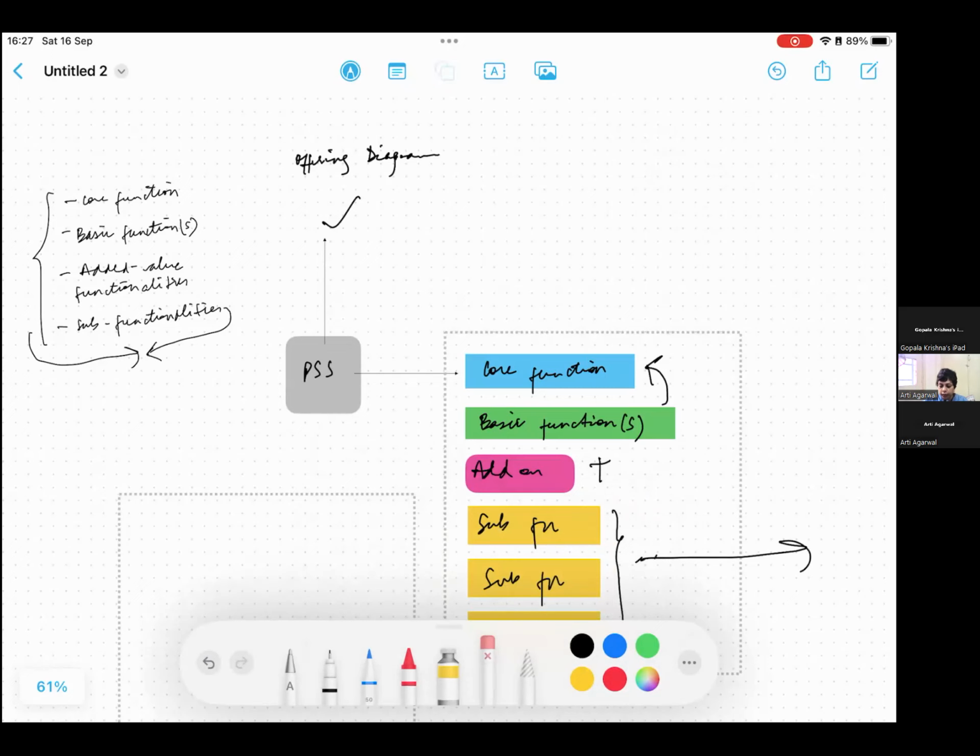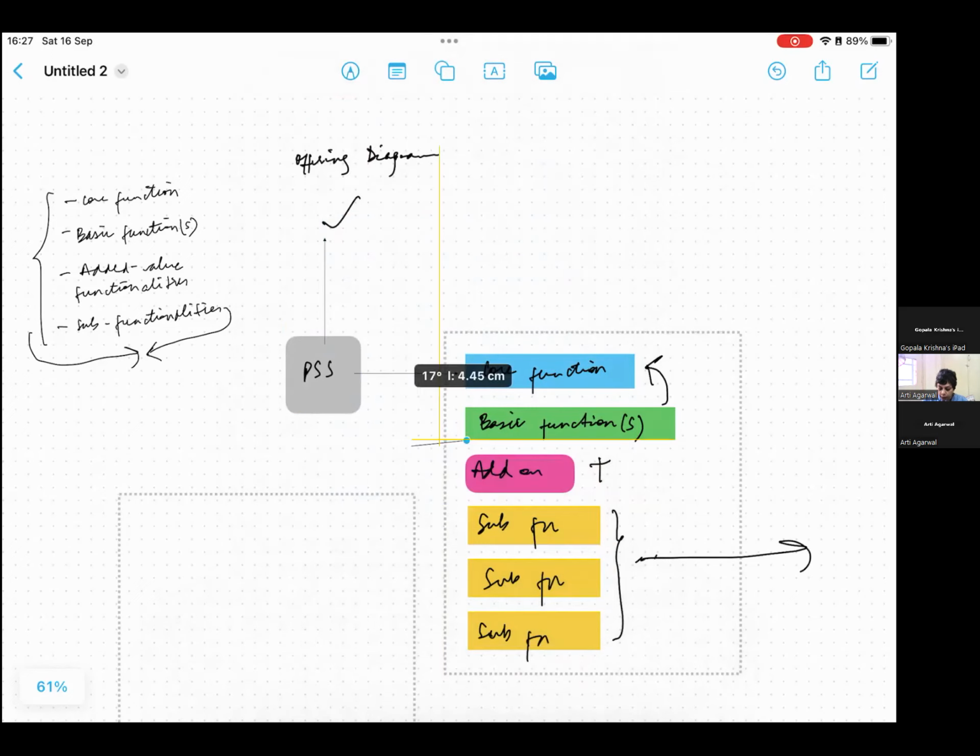So this whole thing together, even from a functionality point of view, is the PSS design. You can't say that only one thing is a PSS design, or that the core function is the PSS design, because then it's not really a system. When you're talking about a system, it is all of these things together. That's the main difference between product design and system design.